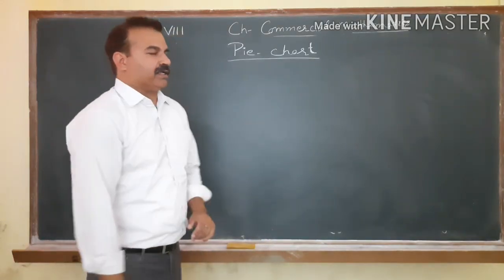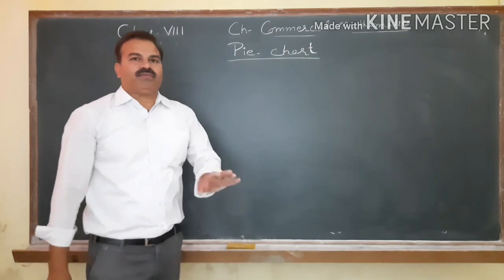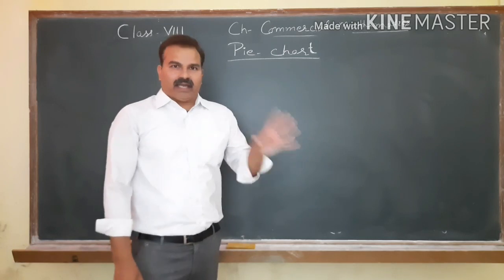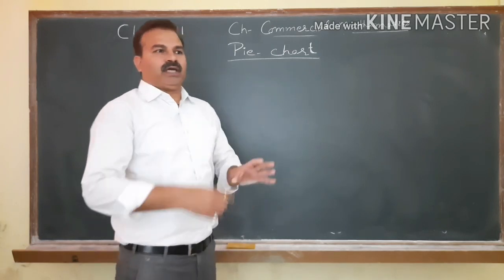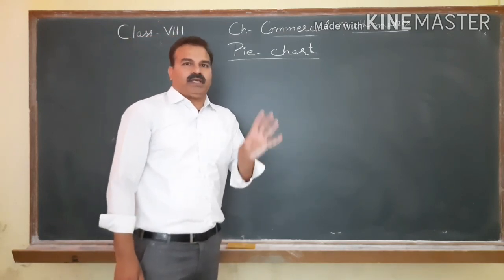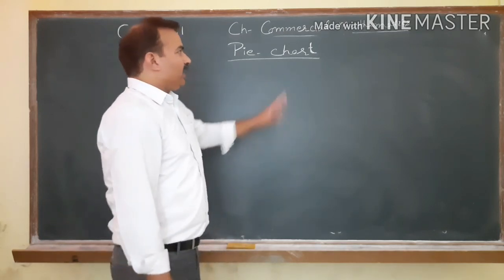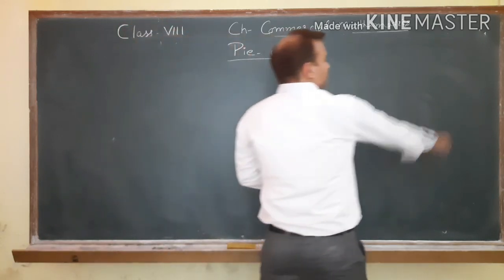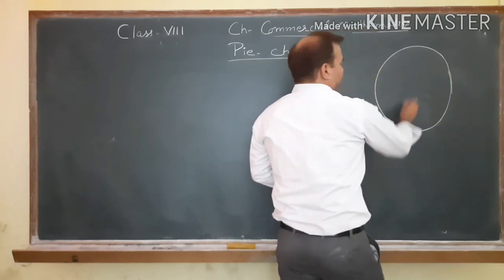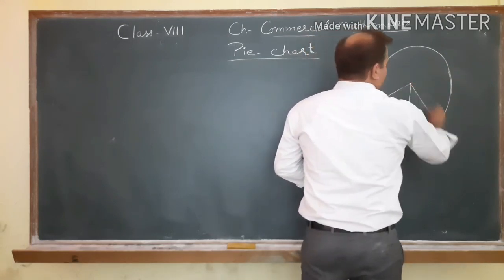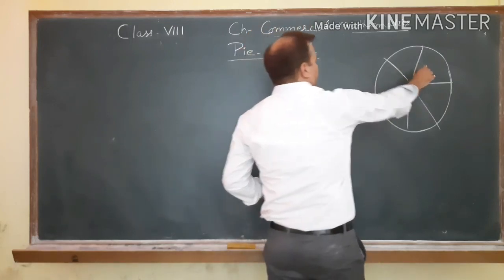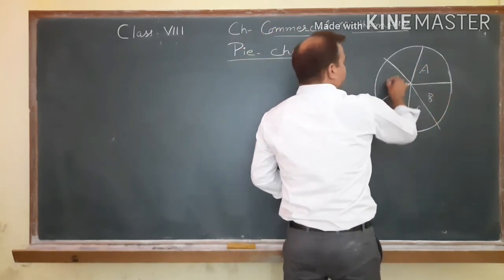Now next is the pie chart. A pie chart is also one of the ways to represent data in angle form. We have to draw one circle, and then draw in center angle form how much area each part covers. If I draw one simple pie chart, this is the center, and let the parts be A, B, C, D, E and F.